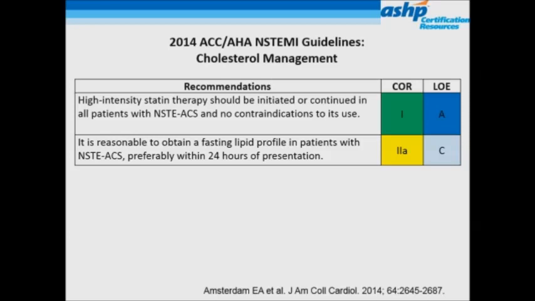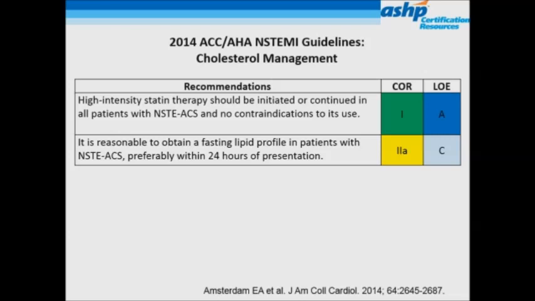Lipid lowering, I'm not going to ask a question about lipid lowering. I know Dr. Morris covered lipid lowering, so I'm not going to spend a lot of time here, but not surprisingly, statin therapy is indicated in all patients with NSTEMI as a class 1A recommendation. Whether or not you choose to obtain a lipid profile is up to you. The guidelines don't comment very strongly.